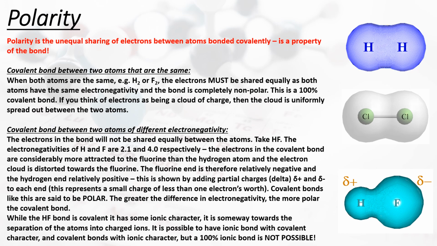We have completely equal sharing of those electrons. You can imagine the electron density being perfectly in the middle of that bond. And this is what we call a 100% covalent bond.